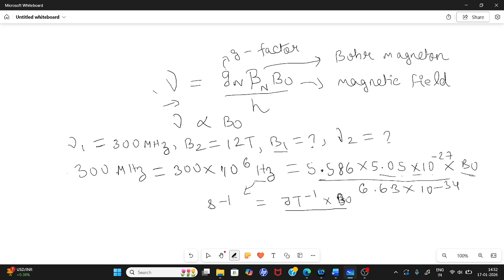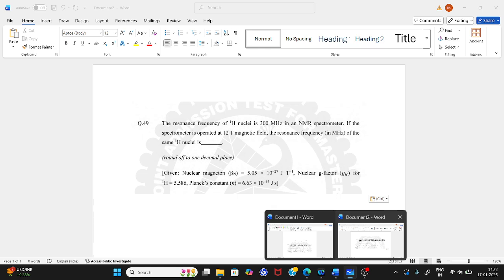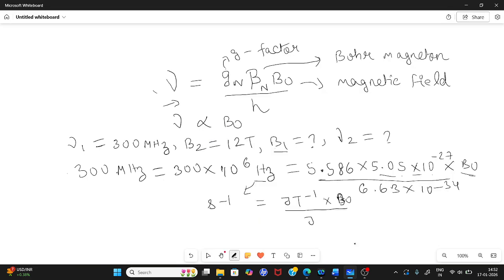So let B naught be B naught, and you know this is the Planck's constant. It has the unit of joule second. Okay, the Planck's constant, that is the value of h. You see in the question, it has the value in joule second. So if you are going to find out B naught here, you're going to multiply second inverse with this thing, that is joule second divided by joule Tesla inverse.